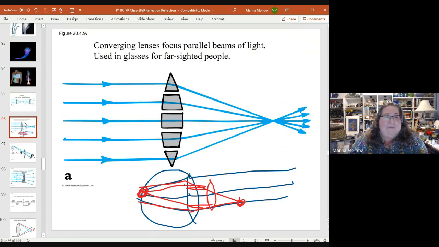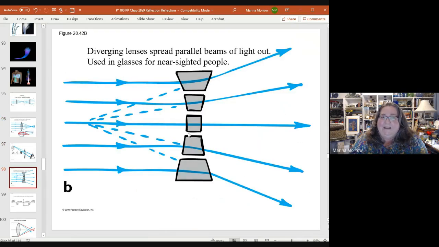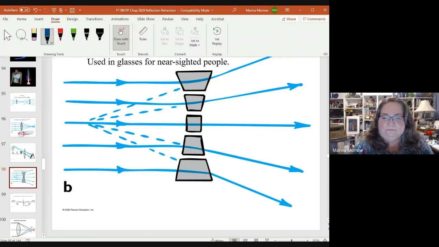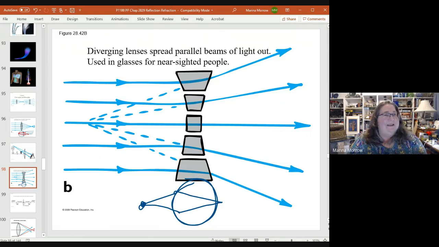Now, nearsighted people, what they're good at is they're really good at bending light already. So they need diverging lenses. For a nearsighted person, they're already good at taking light from something that's close up and bending it to the back of the eyeball. Okay, so that's their good stuff.